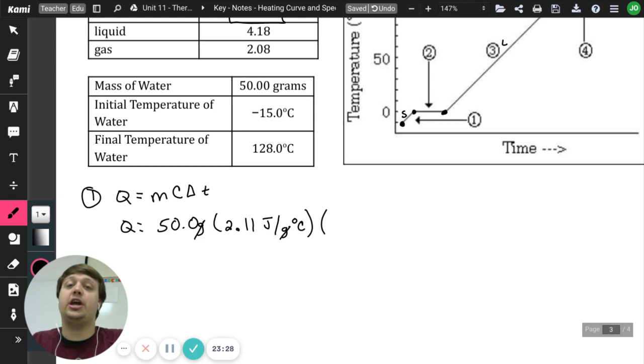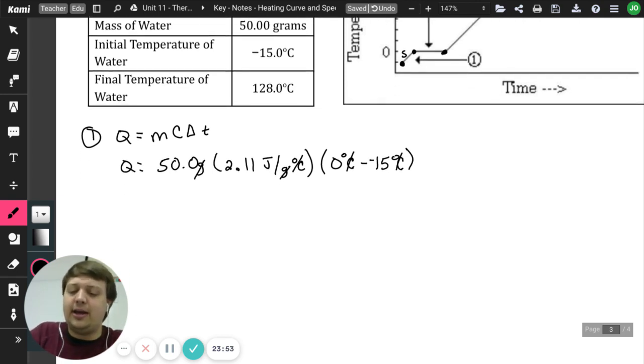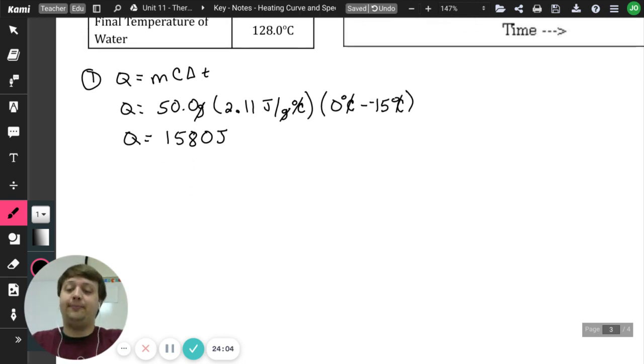Delta T represents the change in temperature. Change in temperature is final temperature minus initial. My final temperature as a solid is 0 degrees Celsius. My initial temperature is negative 15. So final minus the initial, negative 15 degrees Celsius. These Celsius cancel out that Celsius. So I plug that into my calculator, and I find that Q equals 1,580 joules. All right, step 1's done.